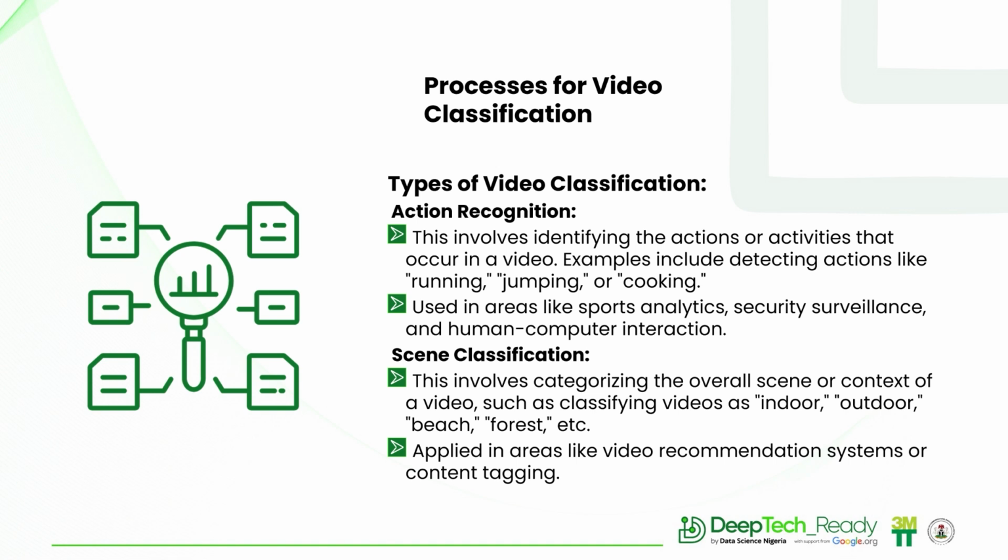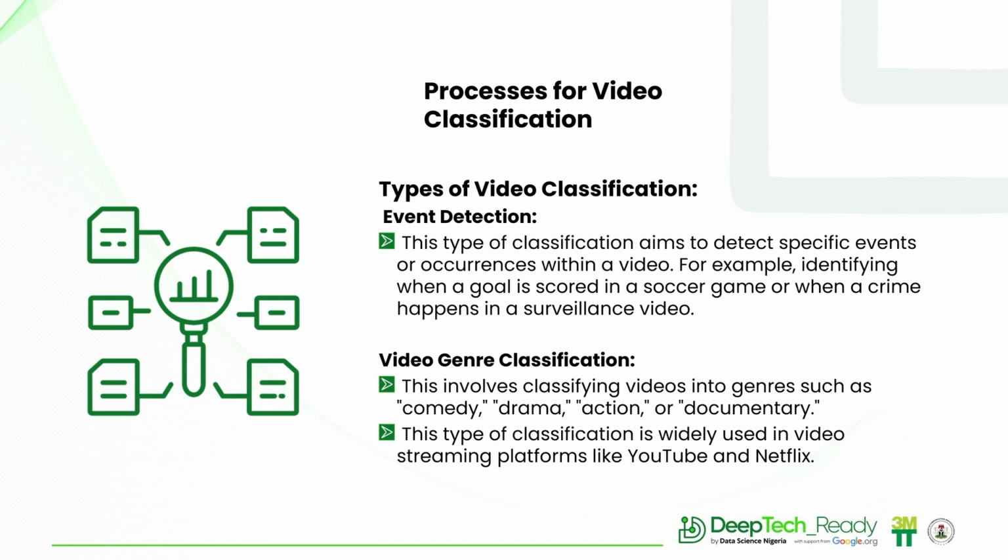Then we also have event detection. This type is similar to action recognition, but this type of classification aims to detect specific events or occurrences within a video. For example, identifying when a goal is scored in a soccer game or when a crime happens in surveillance footage. That's another advanced level of computer vision, but all these things are possible. You can actually solve problems like this.